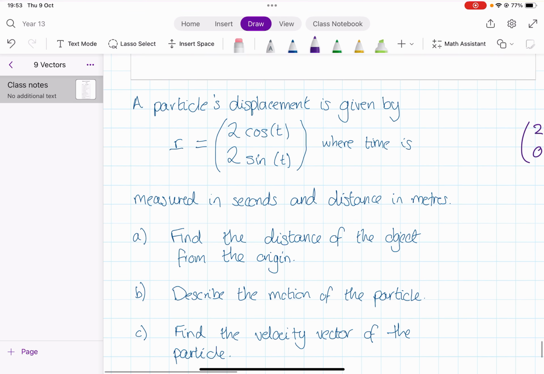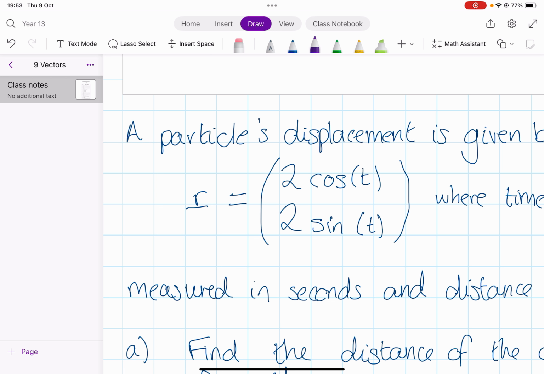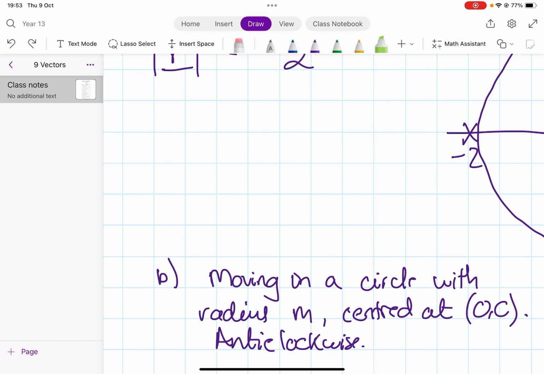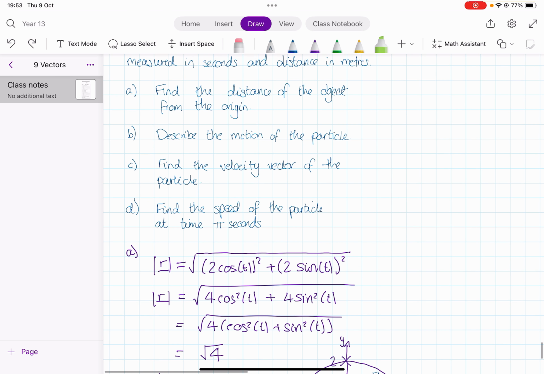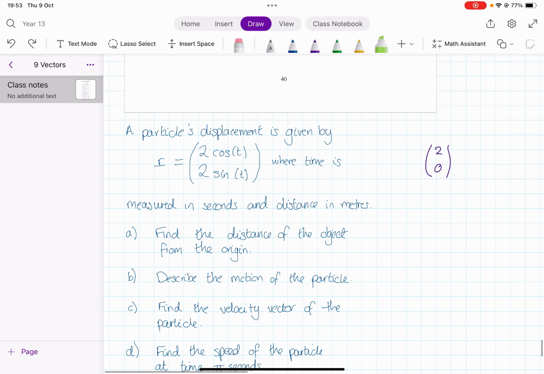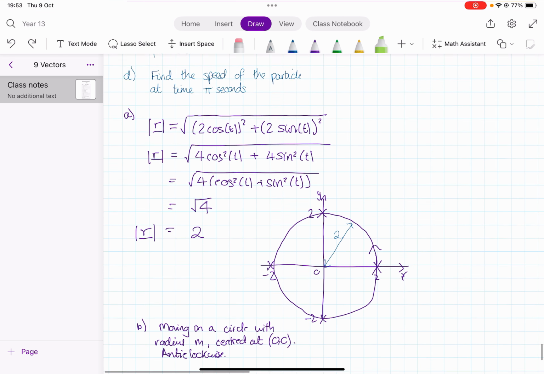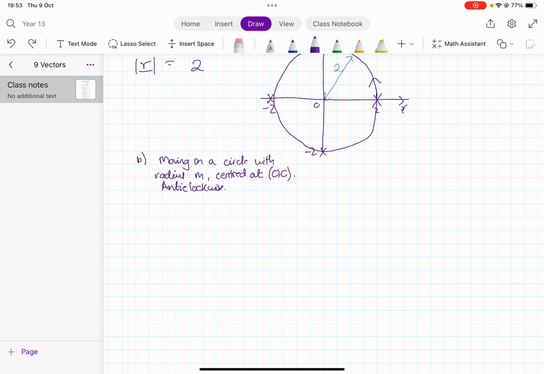When we're dealing with displacement vectors with cos t and sine t, if it's the other way around, sine t and cos t, we're always going to get this circular shape. Maybe you might want to have a think, what happens if these numbers were not equal to each other? How would that change it? Part C, find the velocity vector of the particle. Well, we should be confident with that. Velocity vectors we get by differentiating. So you can pause the video, have a go at that.